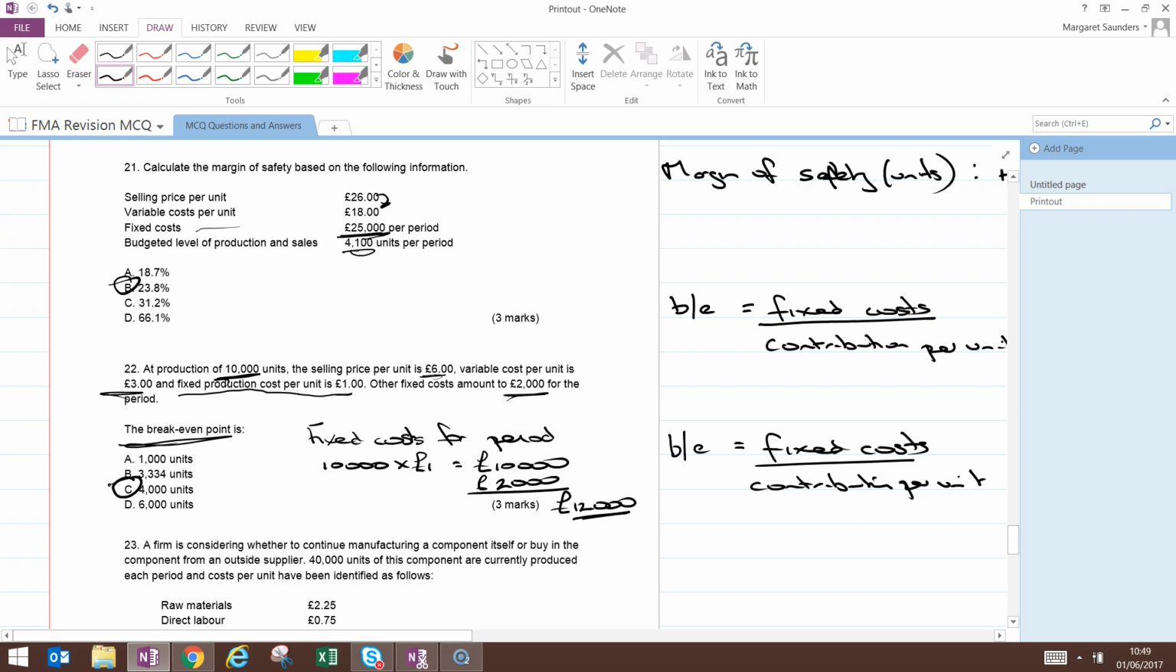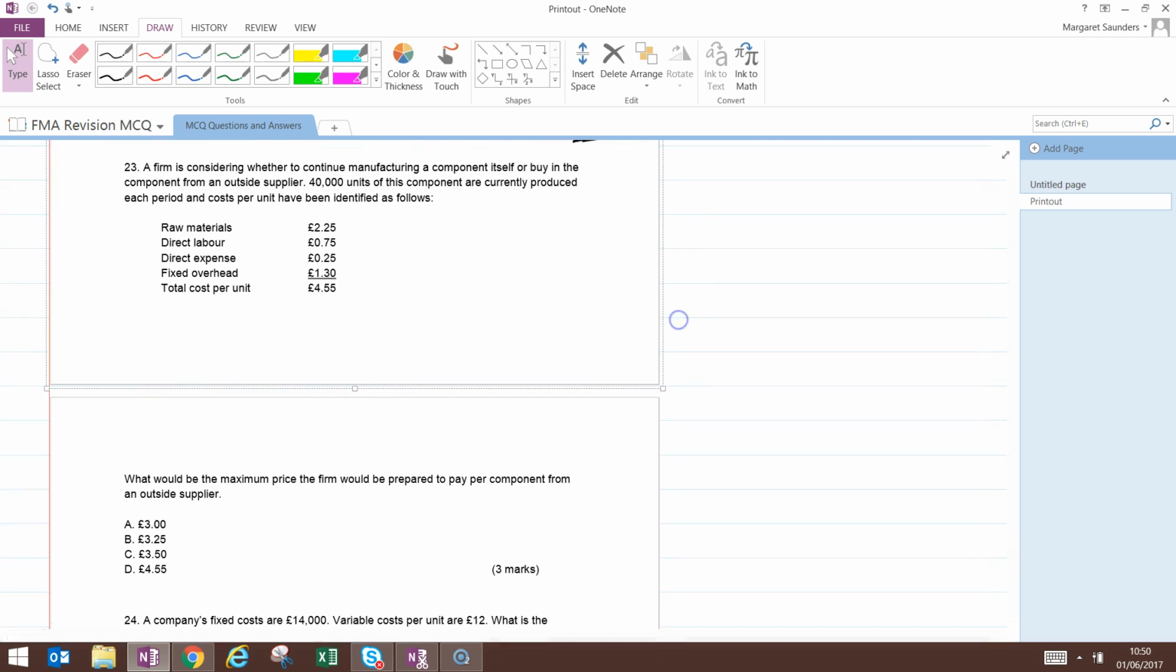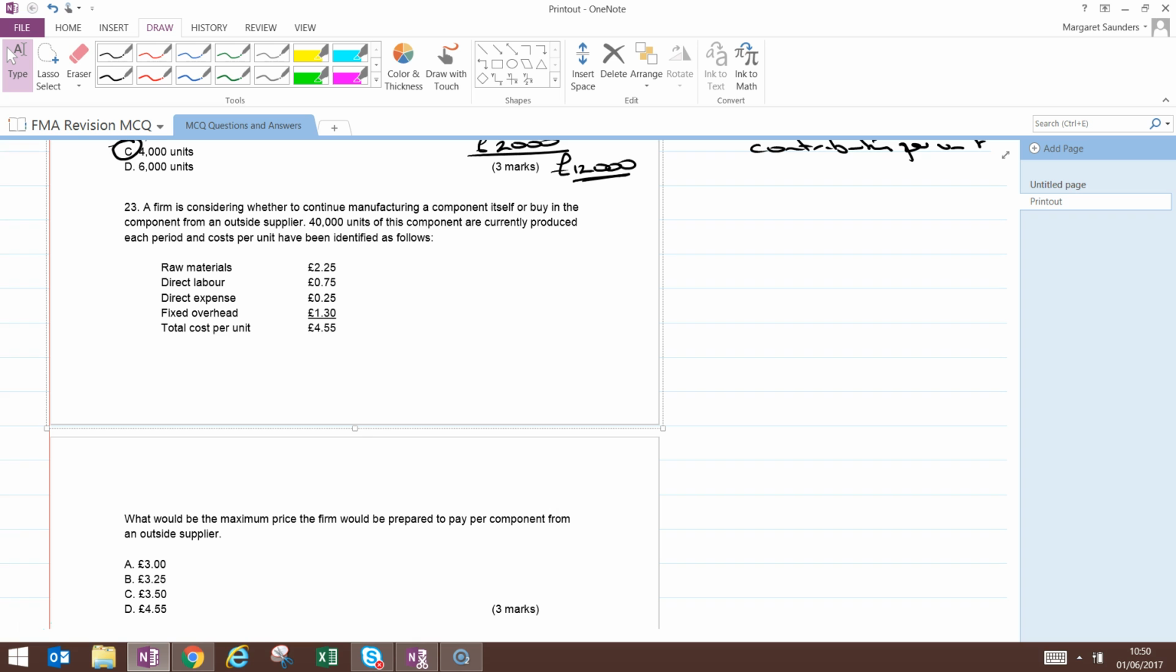So moving on, question 23. A firm is considering whether to continue manufacturing a component itself or buy in from an outside supplier. 4,000 units are currently produced each period and costs have been identified as follows. So we've got material cost, labour cost, a direct expense, a fixed overhead. And the question is asking, what would be the maximum price the firm would be prepared to pay per component from an outside supplier?